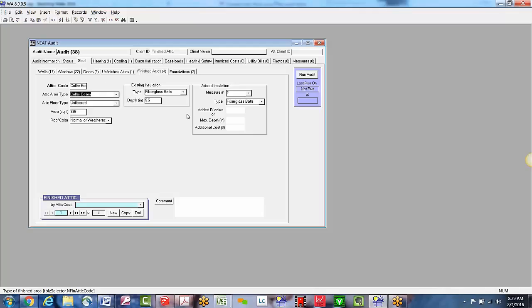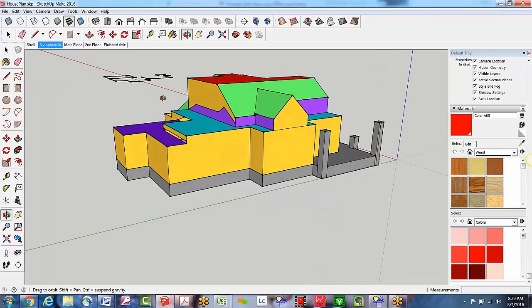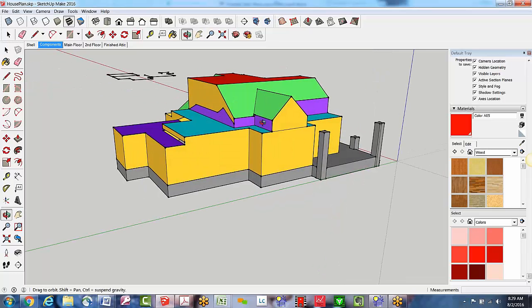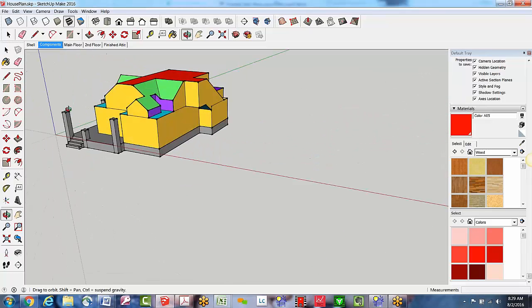It's important to note that the orientation is not a factor here. Like when we're doing our walls, orientation is a factor, but when it comes to the attic, it's not. So we really just need to add up the surface area of all the knee wall. So I just need to know how much surface area all that purple stuff is and add it all up.